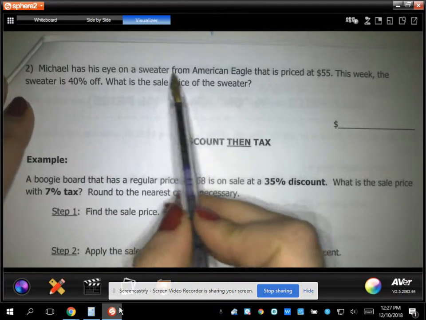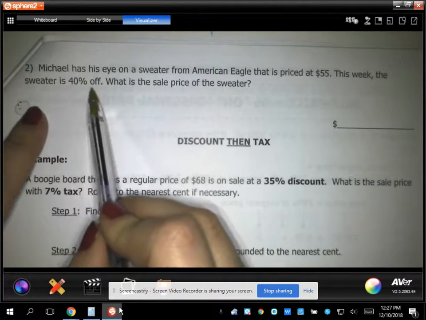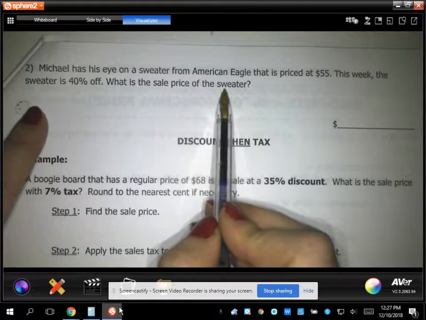Michael has an eye on a sweater from American Eagle that was priced at $55. This week, the sweater is 40% off. What is the sales price of the sweater?